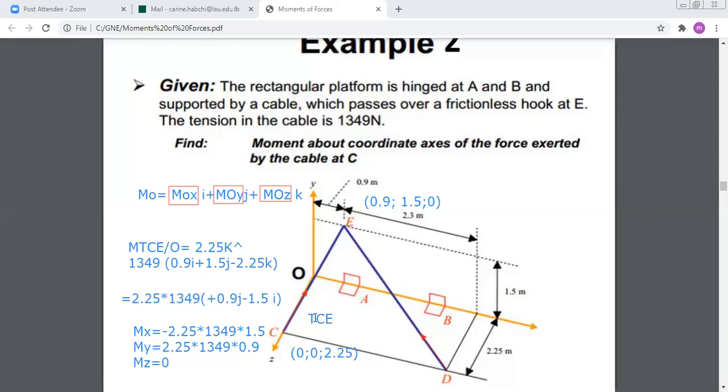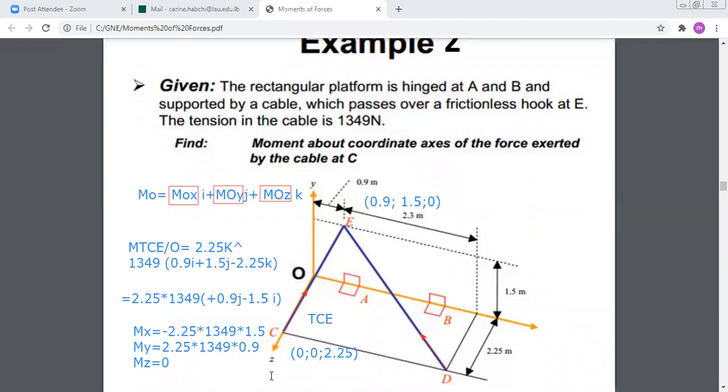Because it passes through the origin. No, because it passes through C, which is on the Z axis, okay? We said that if we have a force that is passing by an axis, it cannot produce a moment about this axis. And force TCE is passing by point C, and C is on the Z axis.